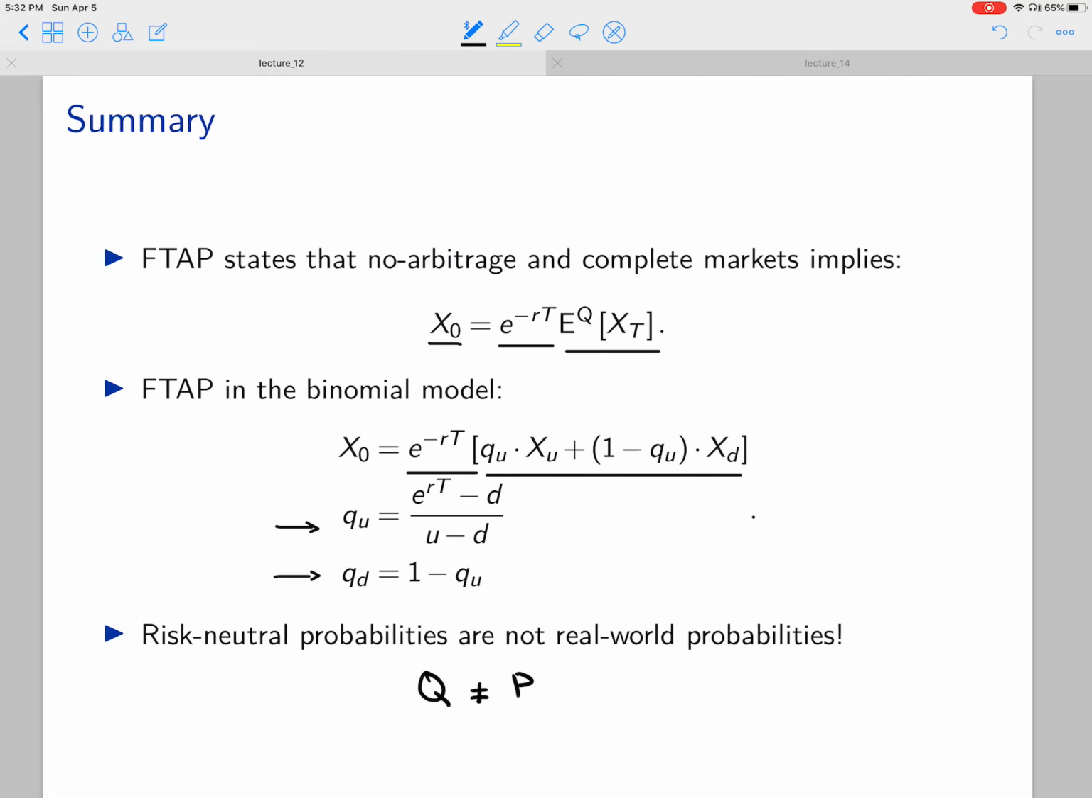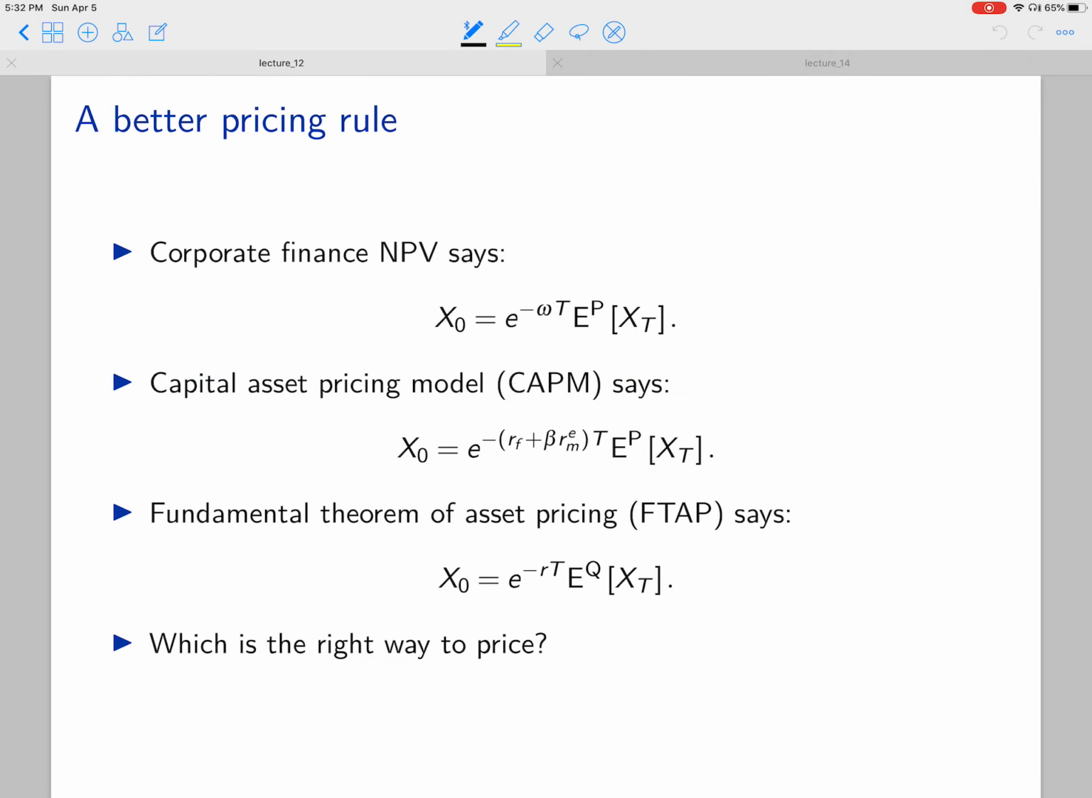For most of you, the FTAP is going to be a completely new concept, and it's going to be much different than the pricing rules you've learned before in your finance classes, like the NPV rule in your corporate finance classes, which says the price of an asset is equal to its discounted expected payoff under the physical probability measure, with the discount factor being the WACC, or the capital asset pricing model, which says that the price of an asset is also its discounted expected payoff under the physical probabilities, this time discounted by the CAPM expected return rate.